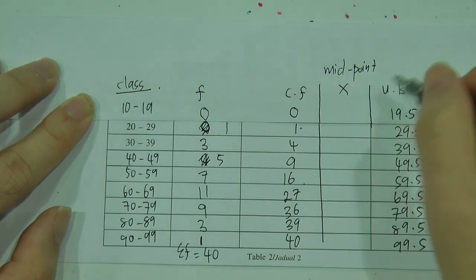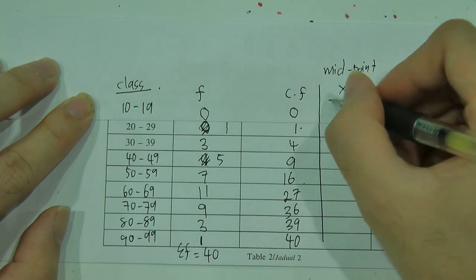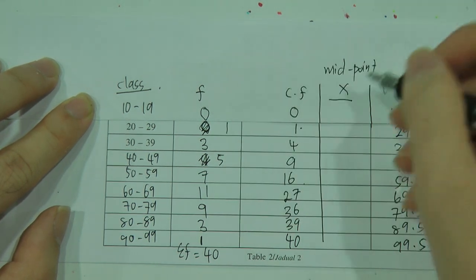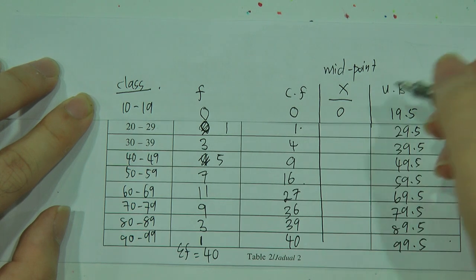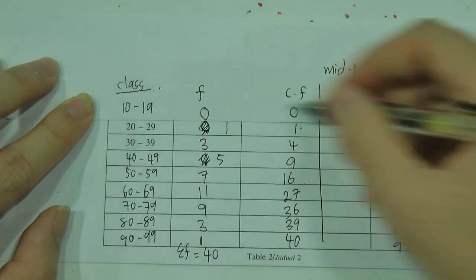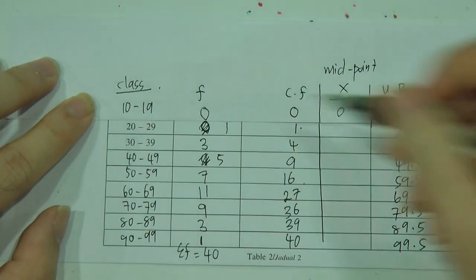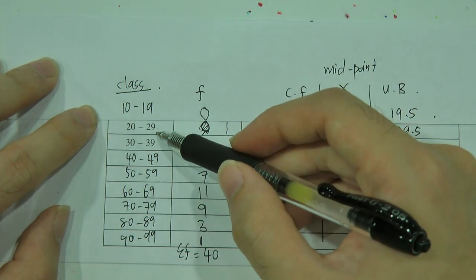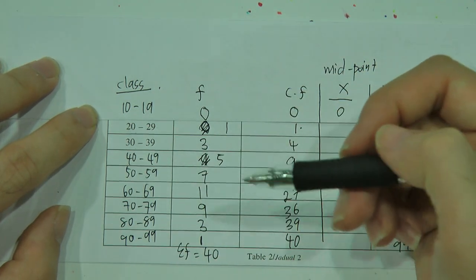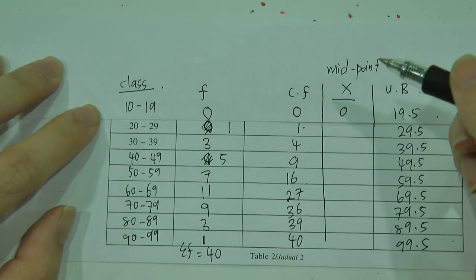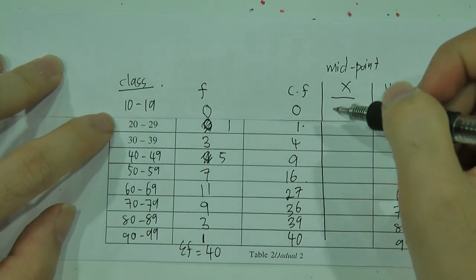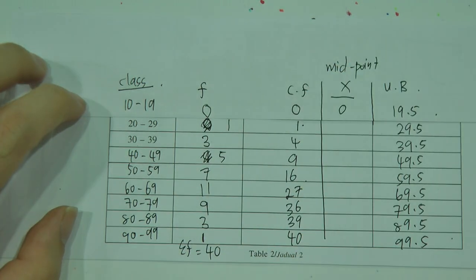So in statistics, we use x to represent midpoint. The first one you just ignore, because anything multiplied by 0 is 0. This one is 0, you just ignore it, because we only use it to draw the graph. So you start from here. Midpoint is lower limit plus upper limit divided by 2. So we got 20 plus 29 divided by 2.